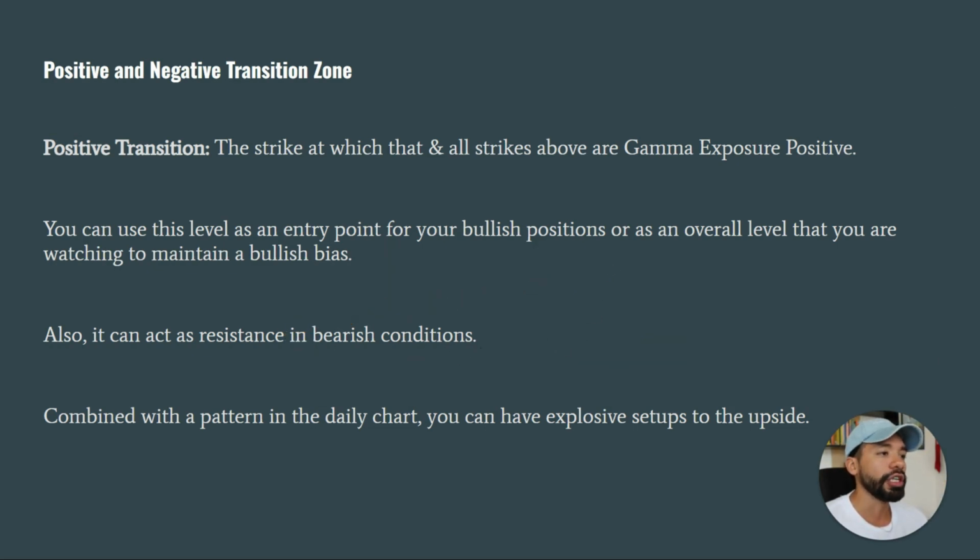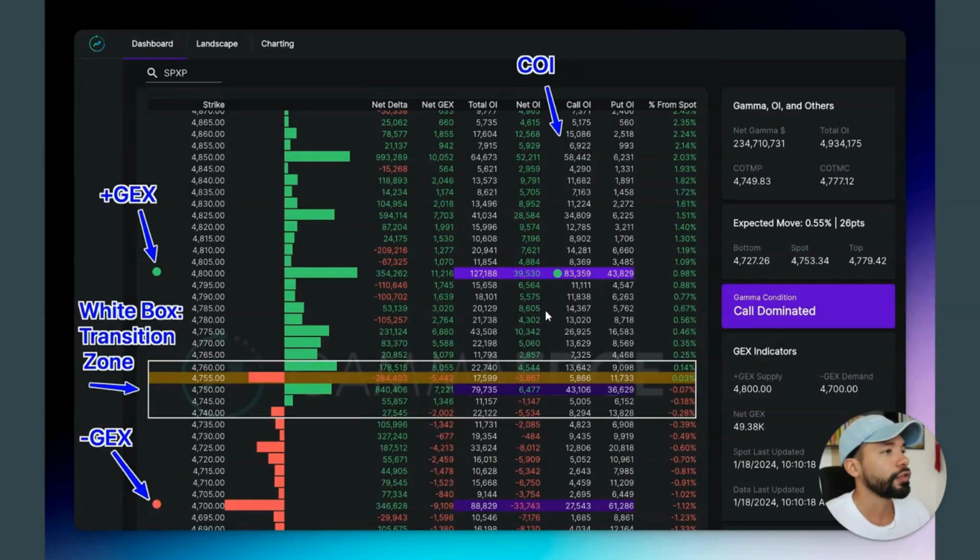And then of course, if you combine these levels, which is where we're going to take a look at the examples that I'm going to show you, with some patterns in the daily chart, you can actually get some really high probability moves. So once again, here's the image. That way we can all be on the same page.